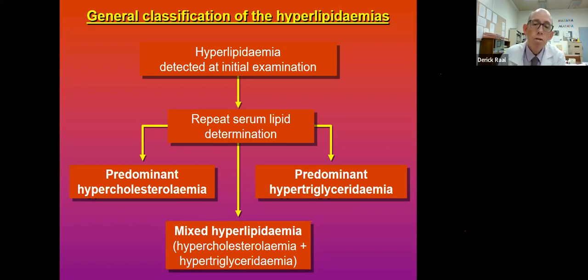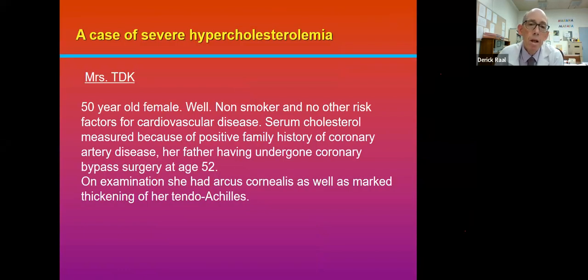I'm going to go through a few cases illustrating mainly lipid problems, a high cholesterol and then a high triglyceride. This is the first case, a severe hypercholesterolemia. Mrs. TDK, a 50-year-old female, had never smoked and had no other risk factors for cardiovascular disease, but she had a positive family history, her father having undergone coronary bypass surgery at the age of 52.